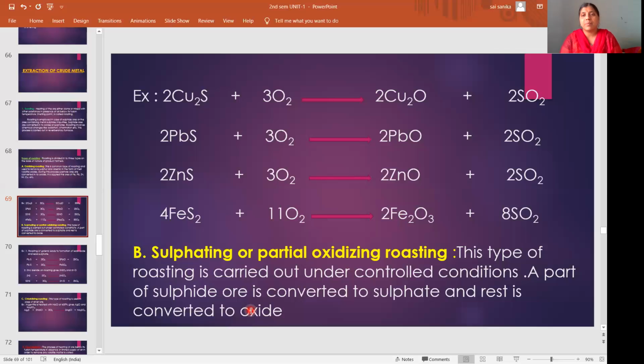So here what is happening? Some sulfide ore is converting into sulfate ore and the remaining is converting into oxide ore. That's why it is called partial oxidizing roasting. Partial means half. It means half is converting into oxide ore and half is converting into sulfate ore. As it is converting into sulfate ore, this is also called sulfating roasting. So sulfating roasting or partial oxidizing roasting: some of the sulfide ore is converted into oxide ore and some is converting into sulfate ore. We'll see the examples here.